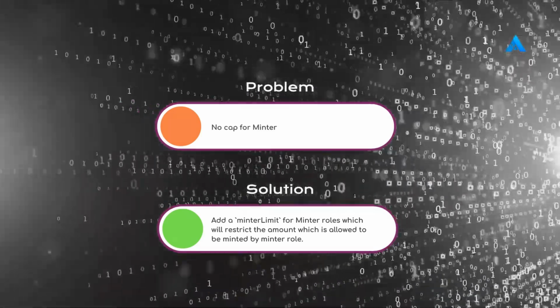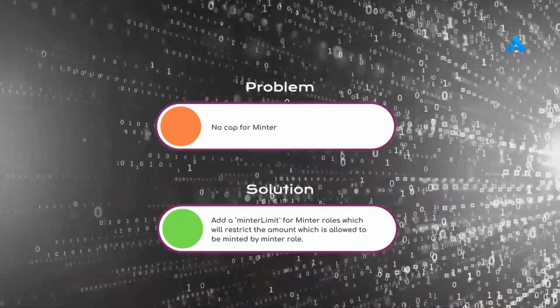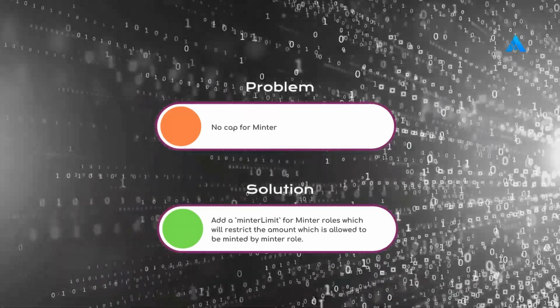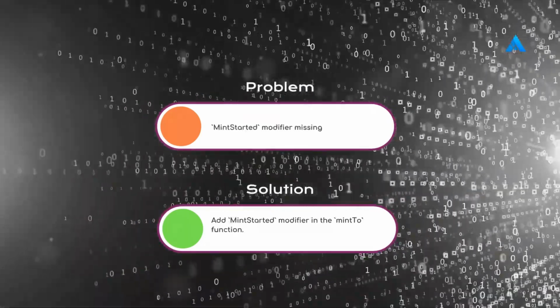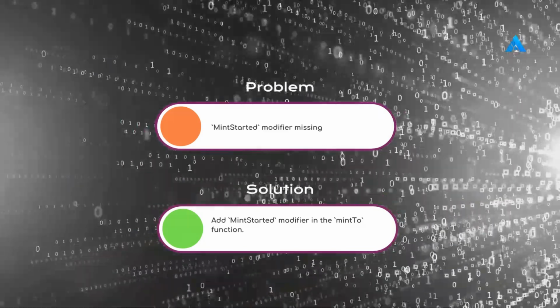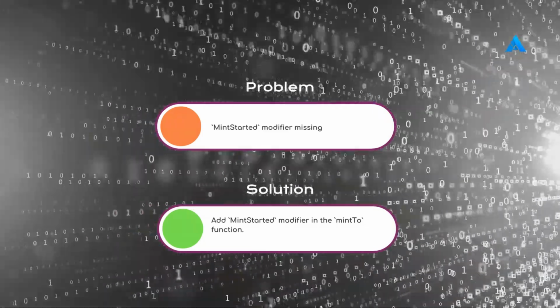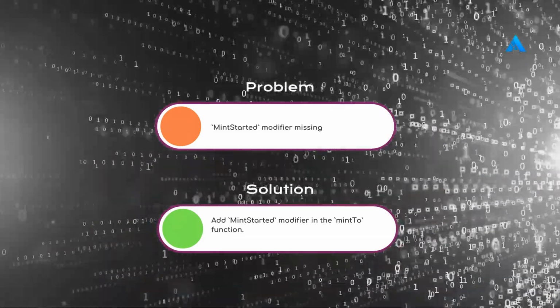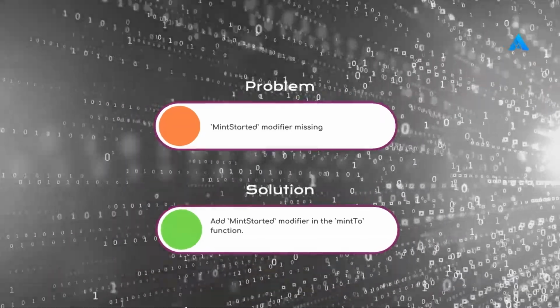No cap for minter. Minter can misuse his powers to mint as many tokens as he wishes. Since there is no cap for minter, he could end up reaching max supply quickly. Mint started modifier missing. Mint can happen even when the minting operation is paused, meaning the owner can mint even when the minting operation is paused.